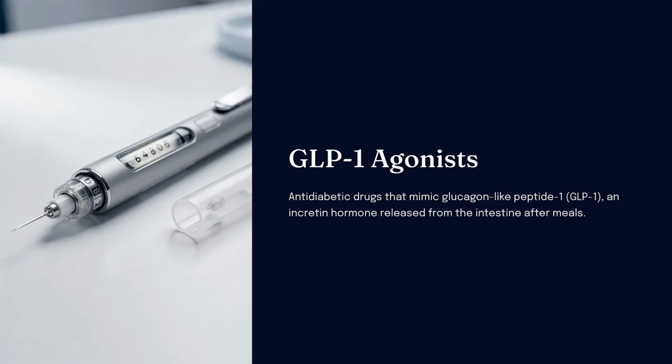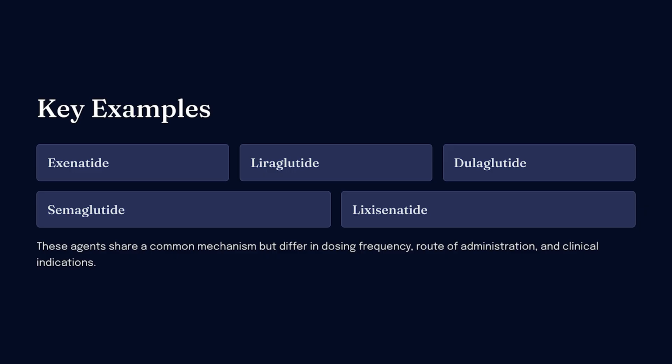GLP-1 agonists. GLP-1 receptor agonists are antidiabetic drugs that mimic the action of glucagon-like peptide 1, an incretin hormone released from the intestine after meals. Key examples include Exenatide, Liraglutide, Dulaglutide, Semaglutide, and Lixisenatide. These agents share a common mechanism but differ in dosing frequency, route of administration, and clinical indications.